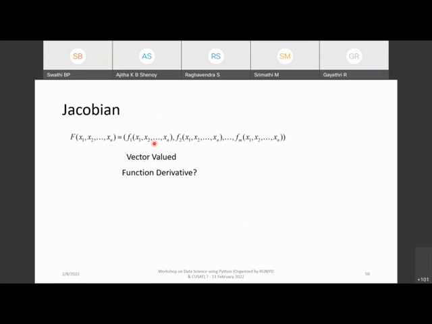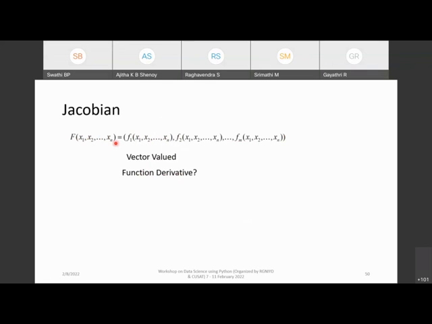Next is the Jacobian. In the Jacobian, you have a vector valued function. Now how do you find the derivative of a vector valued function? Here capital F is a vector. You can see it is an m-dimensional vector because it has f1, f2, etc., fm, an m-dimensional vector. Each vector value is again a function.